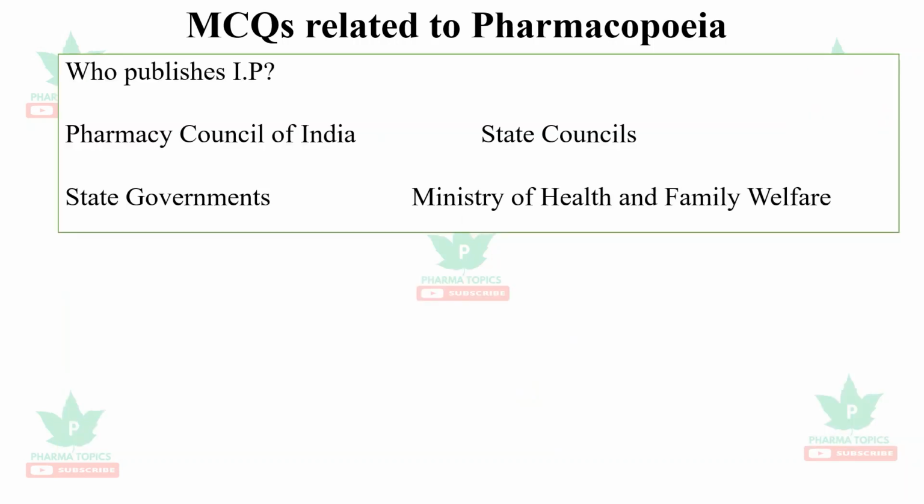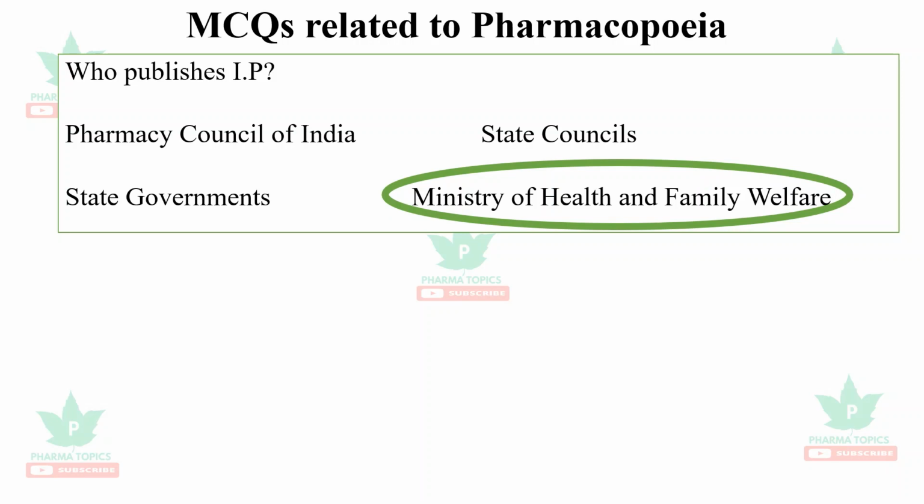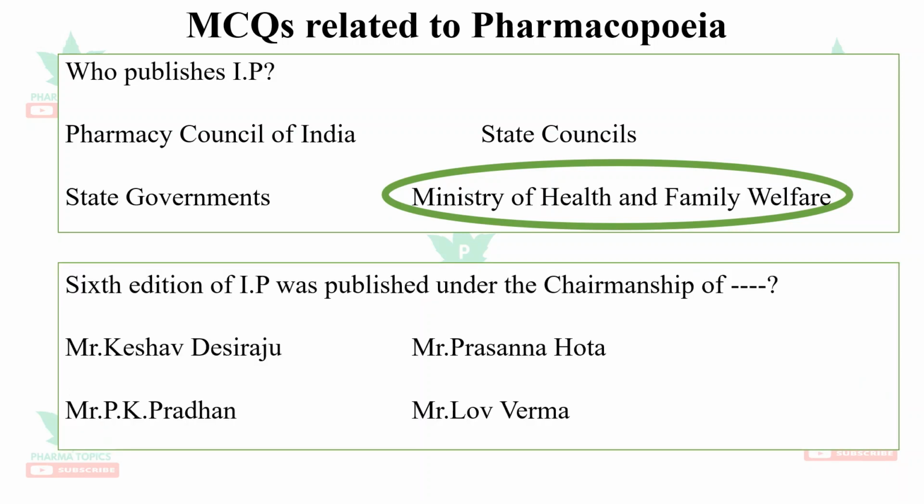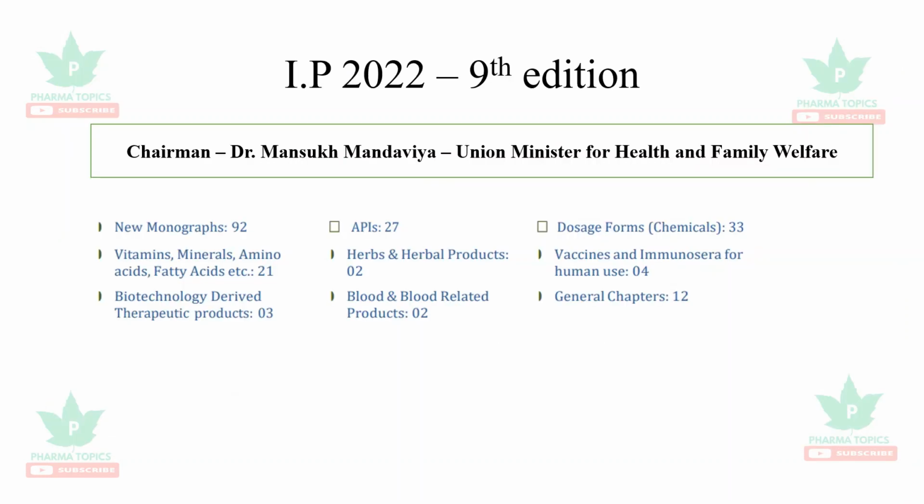Who publishes IP? Pharmacy Council of India, state councils, state governments, or Ministry of Health and Family Welfare? It is Ministry of Health and Family Welfare. Sixth edition of IP was published under the chairmanship of Mr. P.K. Pradhan. This is the nutshell of IP 2022, which is the ninth edition.